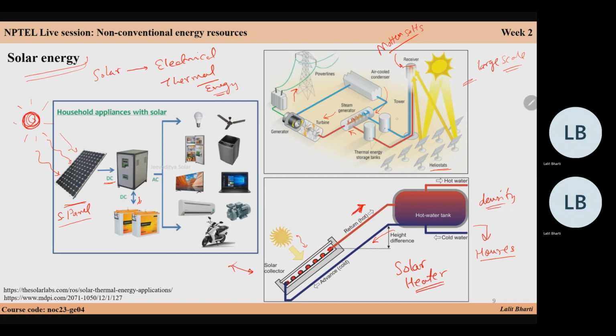So through this whole process, the solar energy is converted first to thermal energy, which produces steam, and then the thermal energy produces electrical energy. So these are examples of solar energy generation.